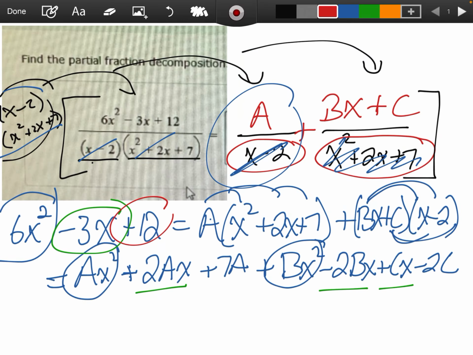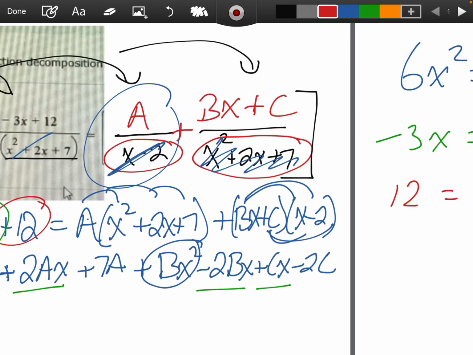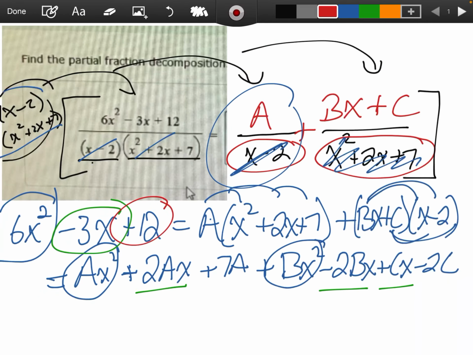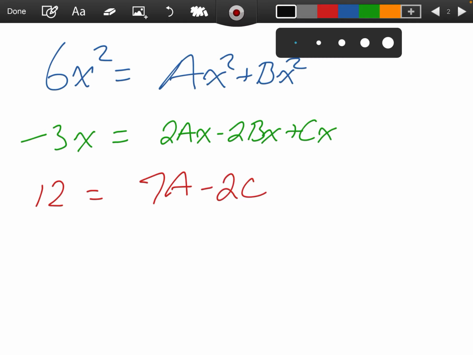All right, and then we have one more. So we have, let's see, we'll go red, 12. So 12 is equal to, let's see, I'm just looking at the parts that have no x's. So 7a minus 2c. So 7a minus 2c.